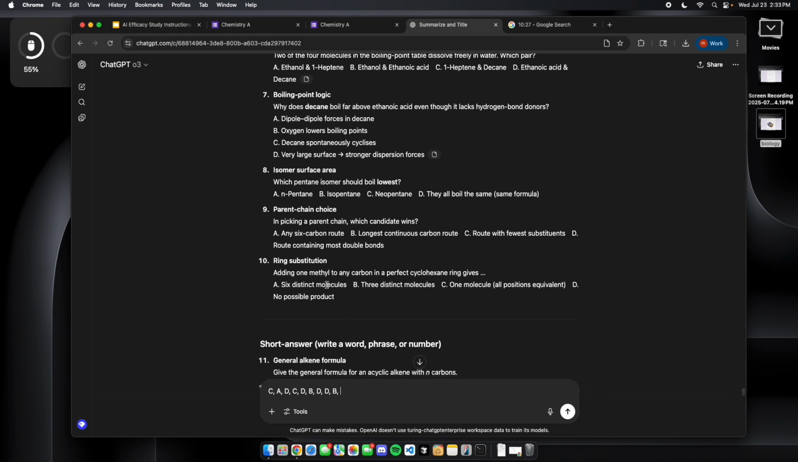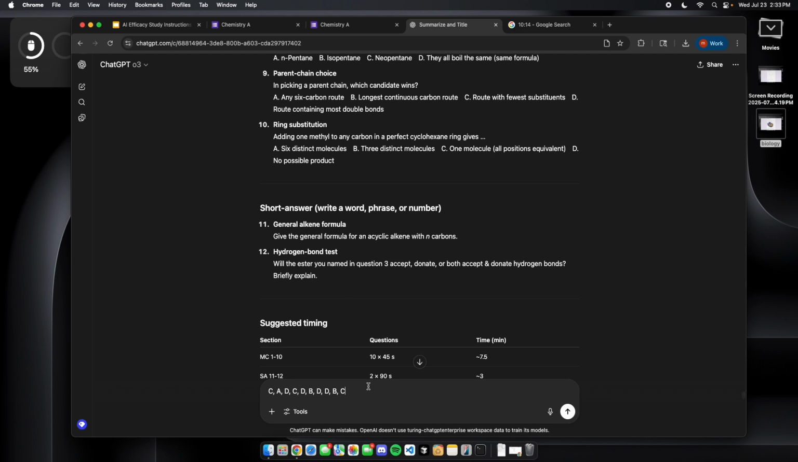Ring substitution. Adding 1 methyl to any carbon in a perfect cyclohexane ring gives, I think, must be C1 molecule. 11 should be CnH2n plus 2, I think.